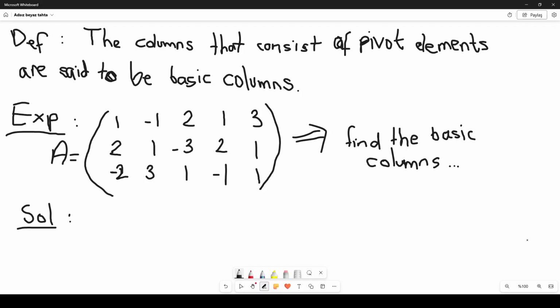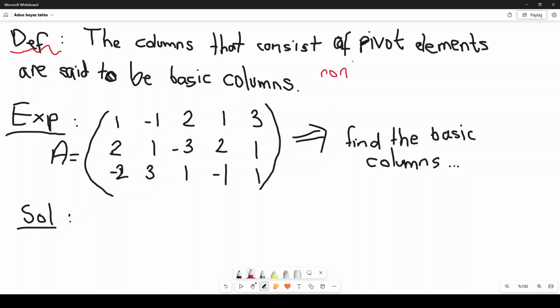Okay, now let's start with the simple definition of what a basic column is and then what a non-basic column is, and then try to find the basic columns of a given matrix. Okay, here is the definition. The basic columns actually are the columns that consist of pivot elements or the pivotal positions. So in other words, the columns that consist of pivot elements are said to be basic columns. And the remaining columns besides the basic ones are called the non-basic columns.